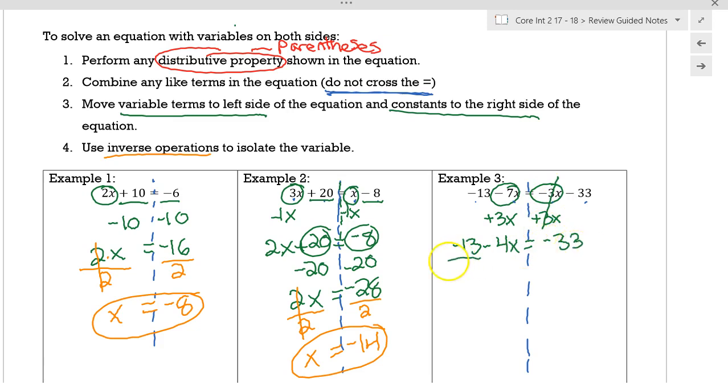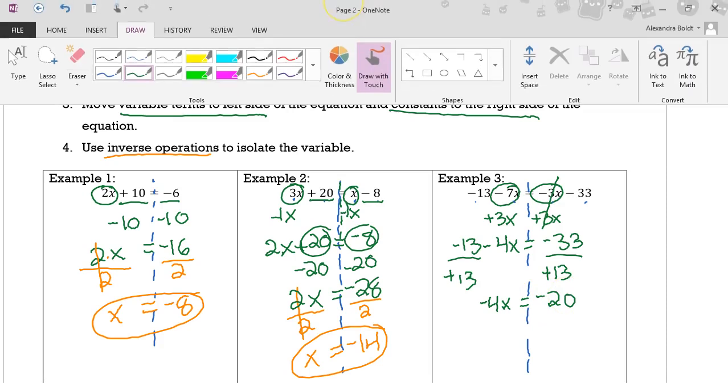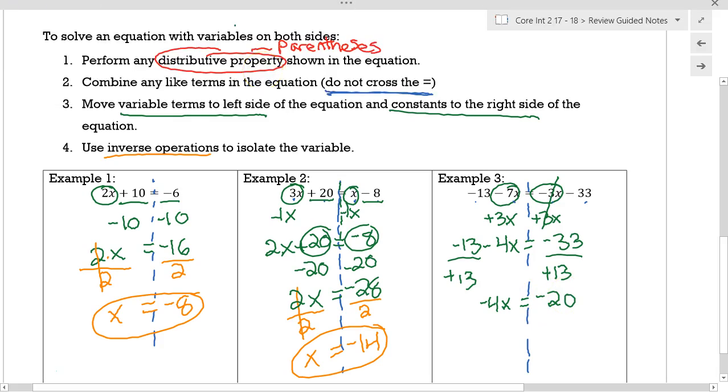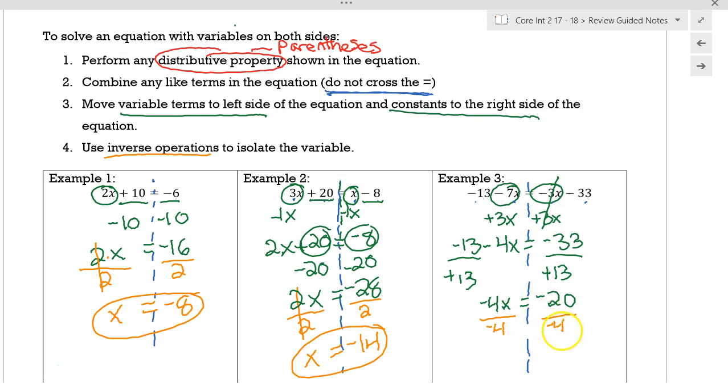Then I have to move my constant to the right side. So I have to add 13 to both sides. So that's negative 4x equals negative 33 plus 13 is negative 20. And then again, your last step is to isolate the variable. So it has a negative 4. So then I divide by negative 4. Those cancel out. X equals negative 20 divided by negative 4 is positive 5.